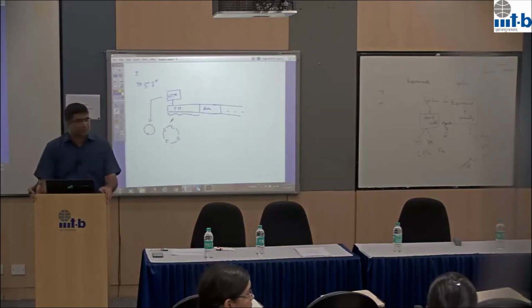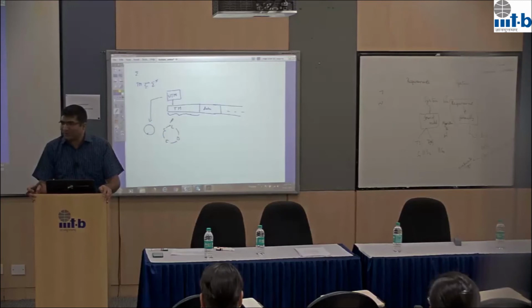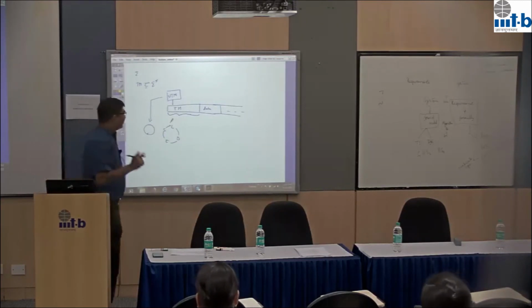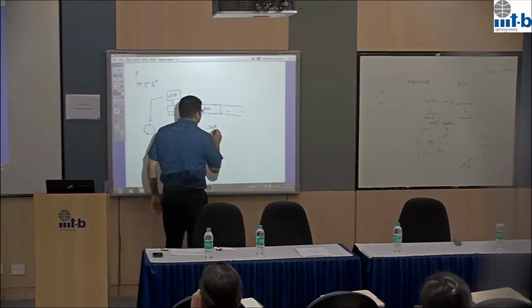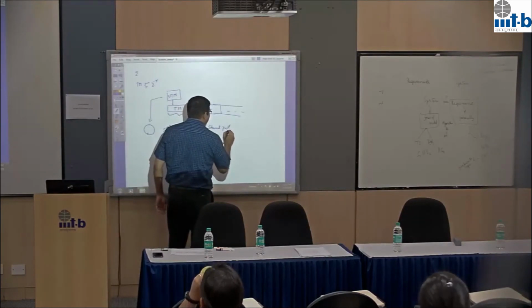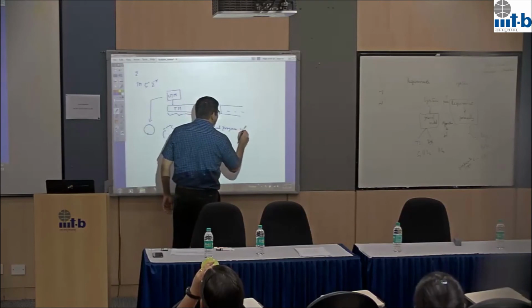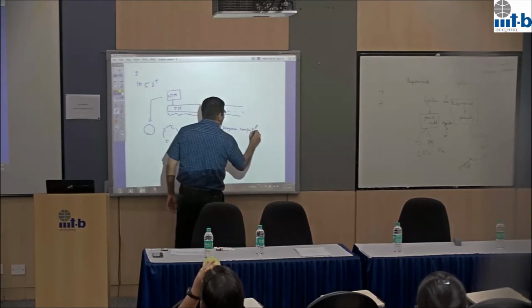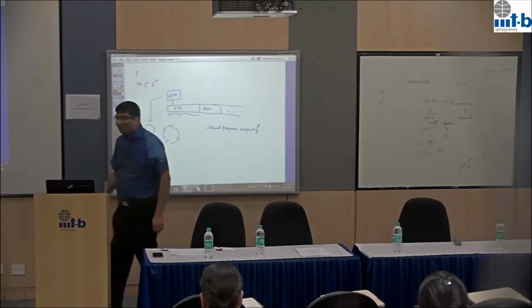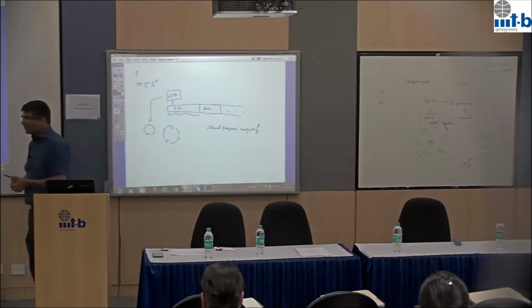What is the purpose of this universal Turing machine? What is the significance of this universal Turing machine? The universal Turing machine is the mathematical model for what is called stored program computing. This is what makes software possible in the first place.